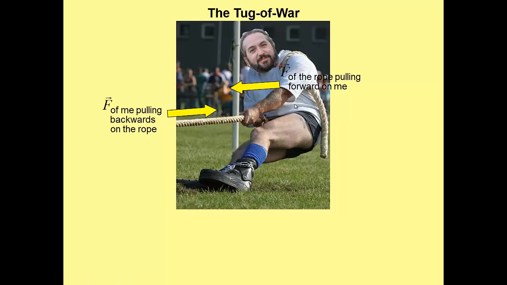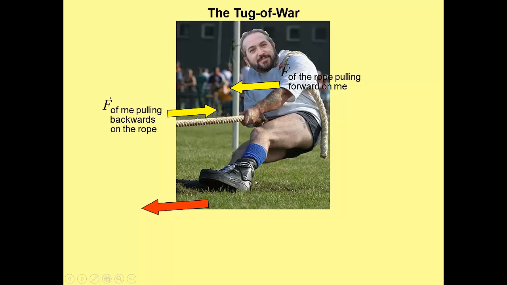However, right now, all that's acting on me is a forward force. If I was on roller skates, what would happen to me? I'd actually go forward. I'd pull myself forward along the rope, right? But that's not what happens, because that's not all I do. The guy doesn't just pull backwards on the rope so that the rope pulls forward on him. He also pushes into the ground.